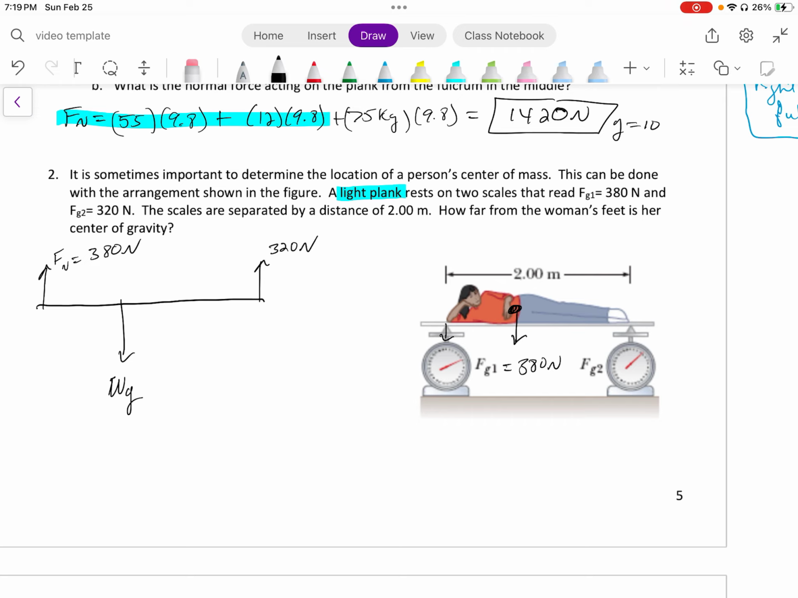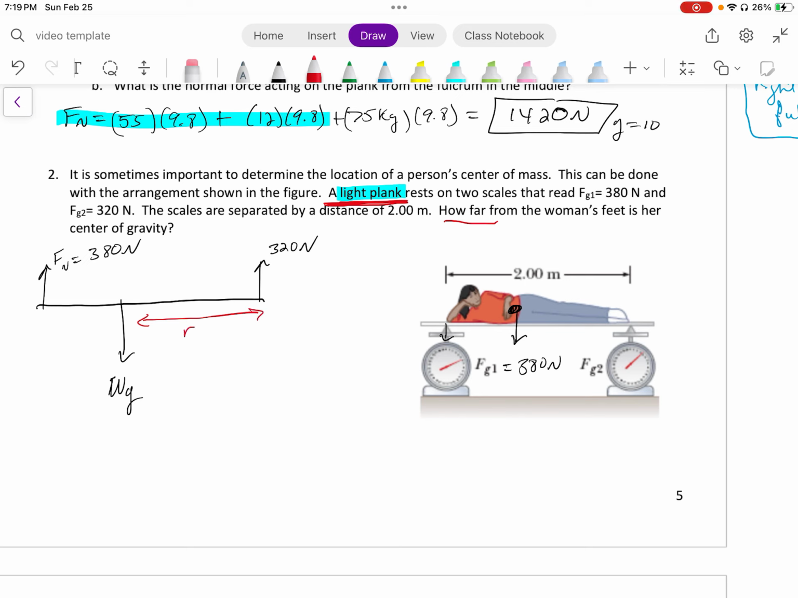Now, do I have to draw a force acting on the plank from force of gravity? No, and why not? This phrase, a light plank, means negligible mass. So we're going to ignore the mass of the plank. Kind of weird because I'm actually drawing the forces on the plank, but force of gravity is not acting on it because we're assuming the mass of it is negligible. So I have a total of 3 forces, and I have been asked how far from the woman's foot is the center of gravity. I want to know this value.